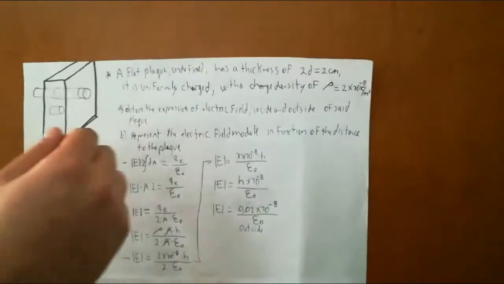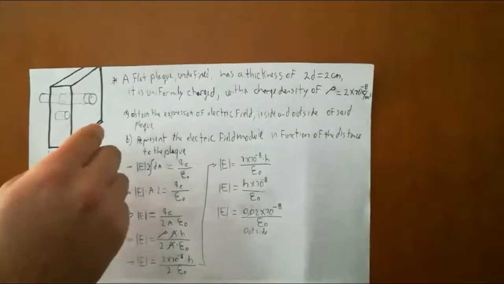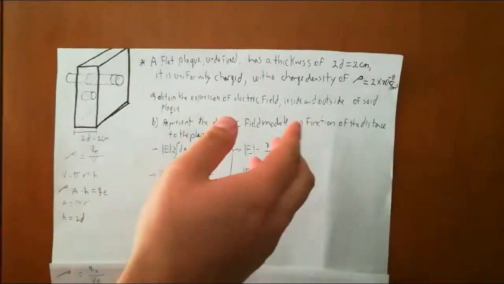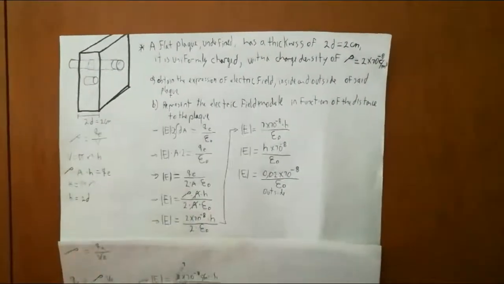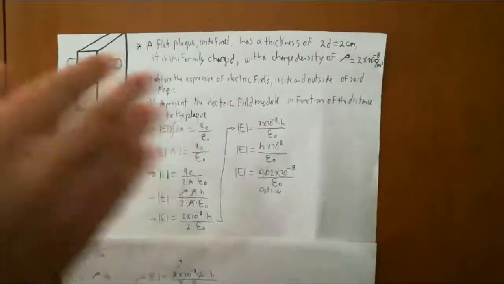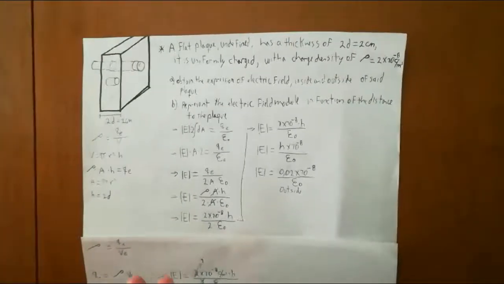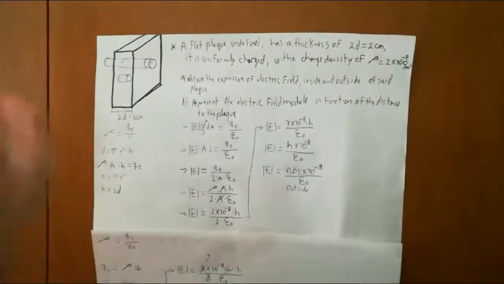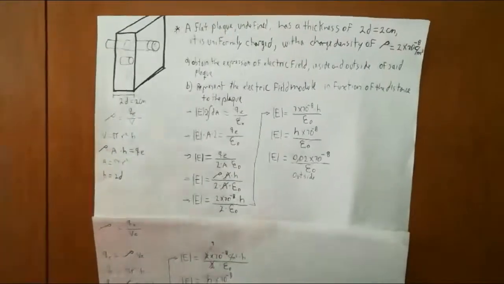What is the exercise? A flat plate with an undefined size has a thickness of 2d, which is 2 centimeters. It is uniformly charged with a charge density of rho equal to 2 multiplied by 10 to the power of minus 8 coulombs over cubic meters. What do we need to find? We need to obtain the expression of the electric field inside and outside of said plate. What are we going to do?